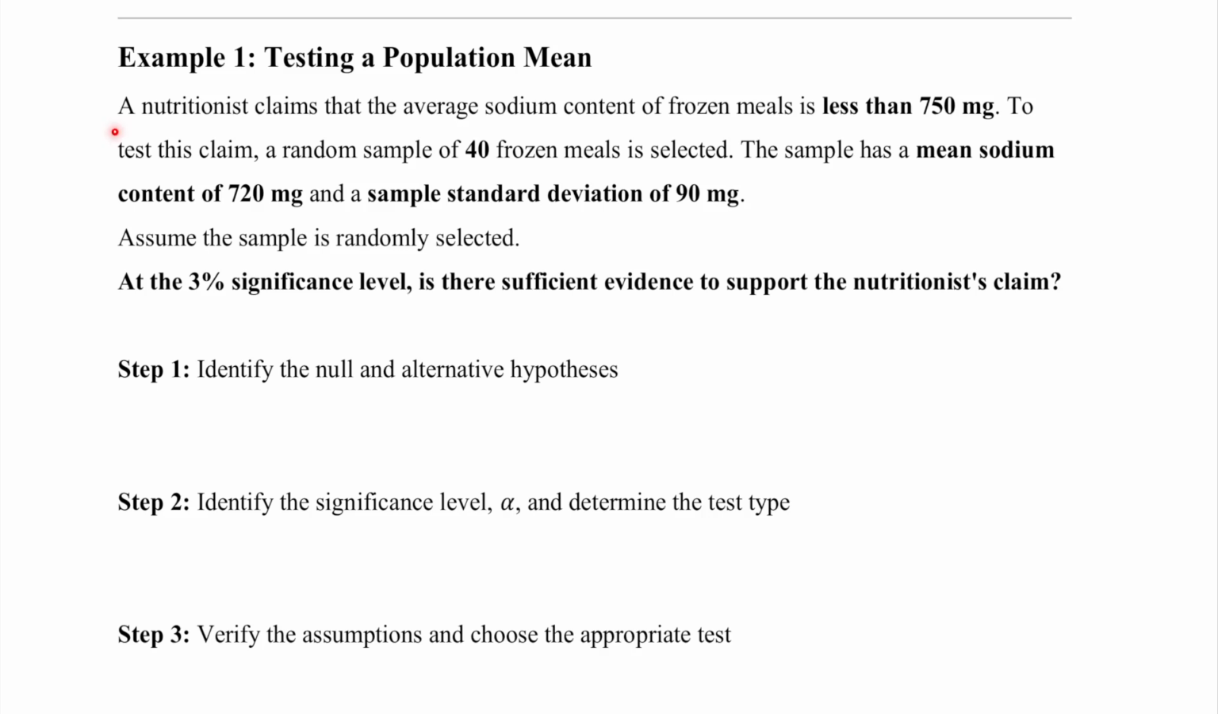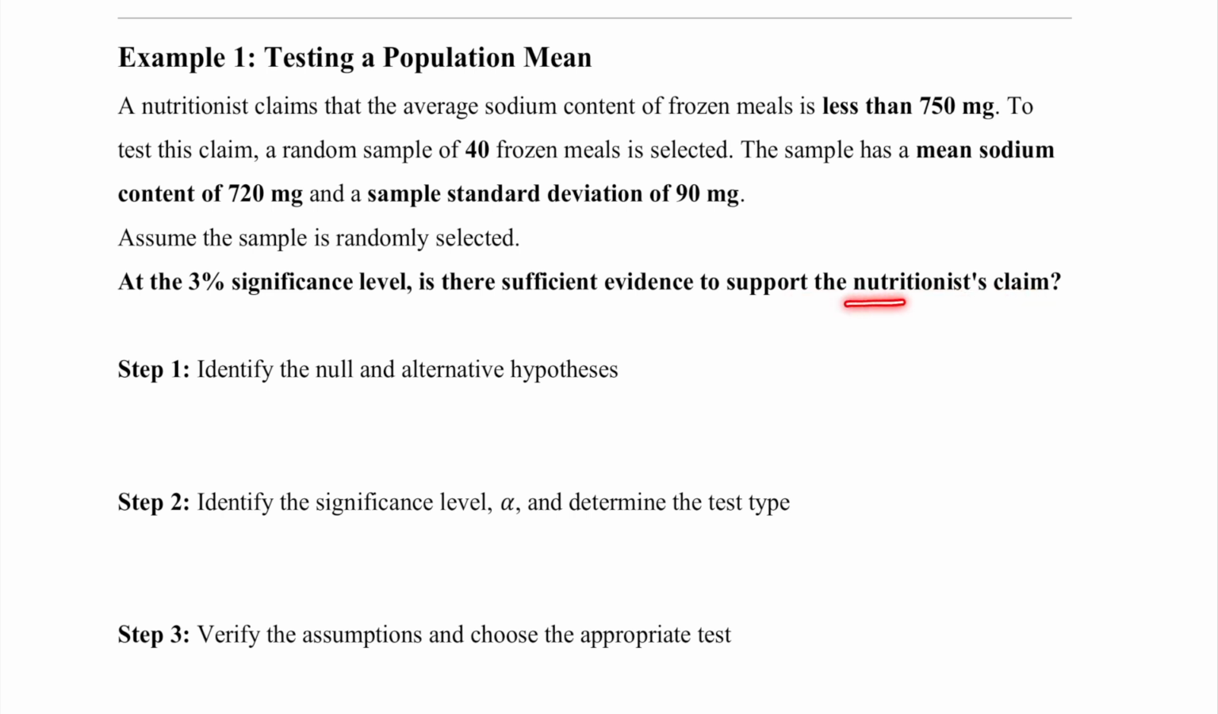A nutritionist claims that the average sodium content of frozen meals is less than 750 milligrams. To test this claim, a random sample of 40 frozen meals is selected. The sample has a mean sodium content of 720 milligrams and a sample standard deviation of 90 milligrams. Assume the sample is randomly selected. At the 3% significance level, is there sufficient evidence to support the nutritionist claim?